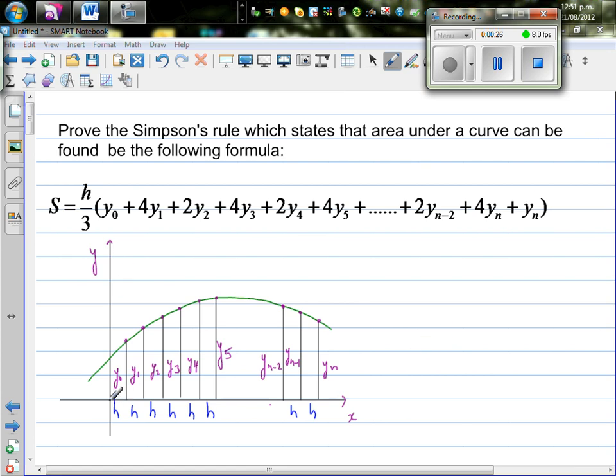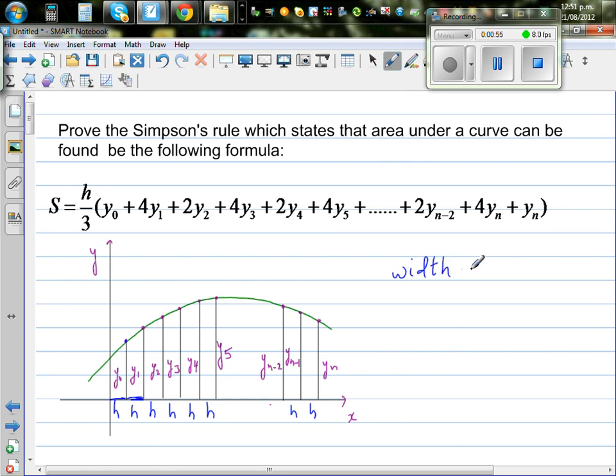So this is equal width, and this is h, not height. Your height is y0 at this point on the curve. So this is y1, and this is your h, your width, of equal width. Equal width is h. And your heights are y0, y1, up to yn. So this is yn, one before that is yn minus 1, and this is yn minus 2.